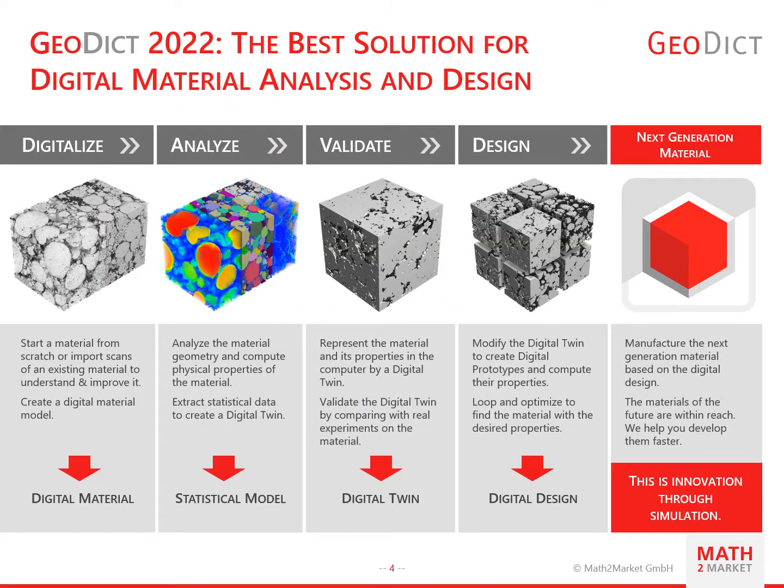What we mean with digital material analysis and design is shown in the workflow in the slide. It often starts with the import of a 3D image of a real material. Afterwards, the image is analyzed to understand the material and its properties. This step alone can already be very useful. If one understands the material's geometric properties, one can create its statistical digital twin. Having this twin, one can start to design or engineer a next-generation material with improved properties. In this way, GeoDict can help to design improved materials faster and cheaper.